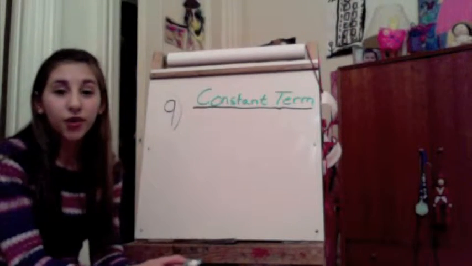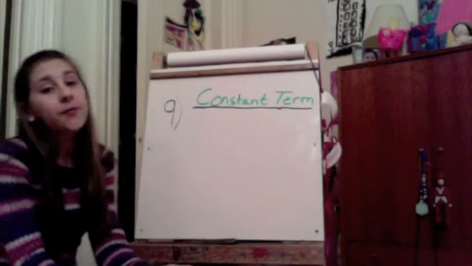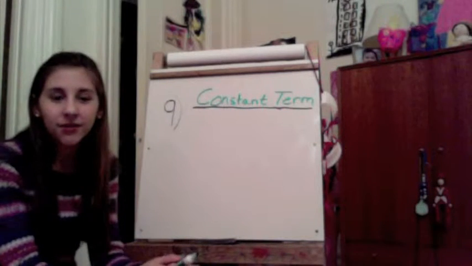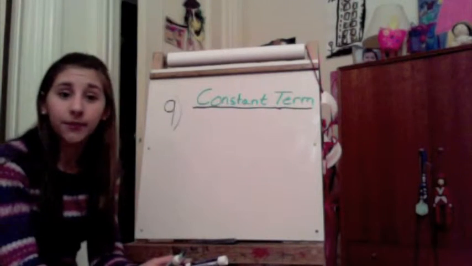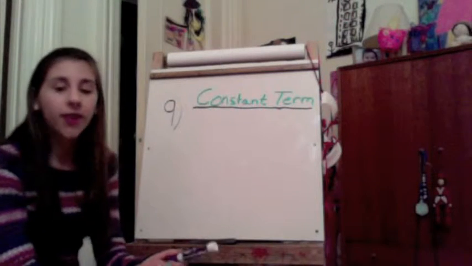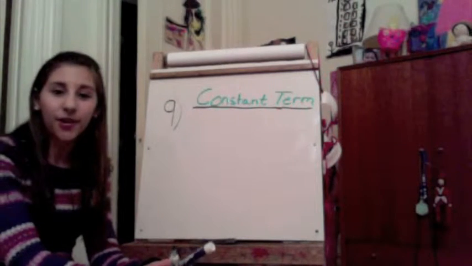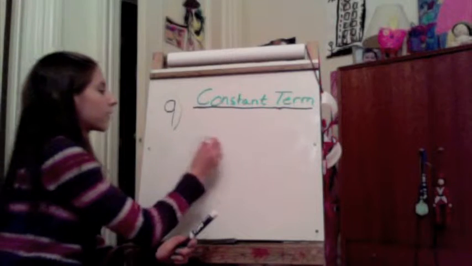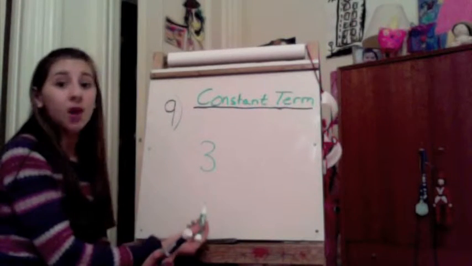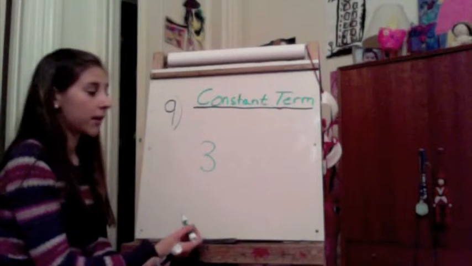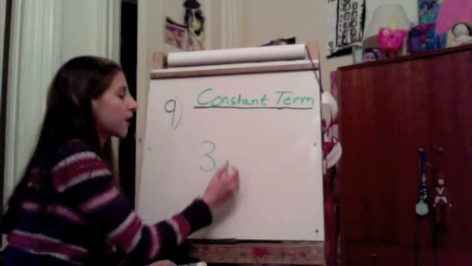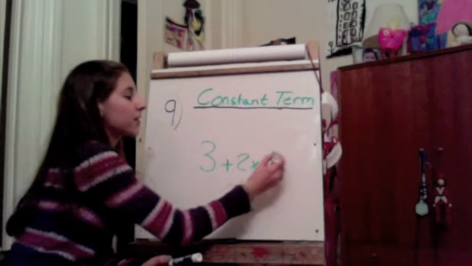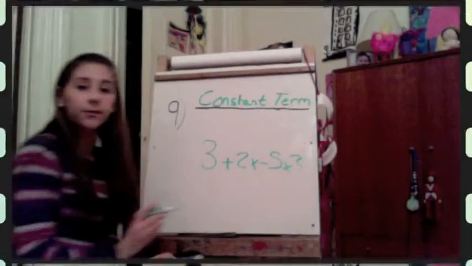A constant term is a term in a simplified expression or equation that contains no variable. If there is no such term, then the constant term is 0. For example, 3 is a constant term in the expression 3 plus 2x minus 5x squared.